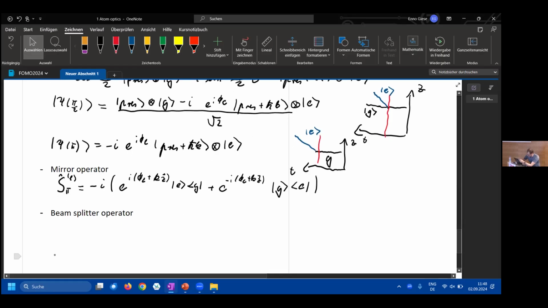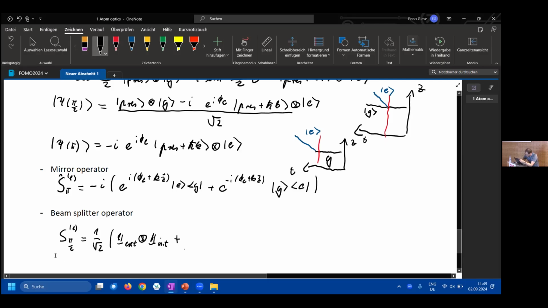And that's where we have a pi half pulse, which is equal to, and now this is a little bit more difficult to write down, 1 over square root of 2, but it's just the identity of the external and internal degrees of freedom plus or minus i, and then e to the i (phi_L plus kz) times |e><g| plus e to the minus i (phi_L plus kz) times |g><e|. Okay. And we can now work with that.